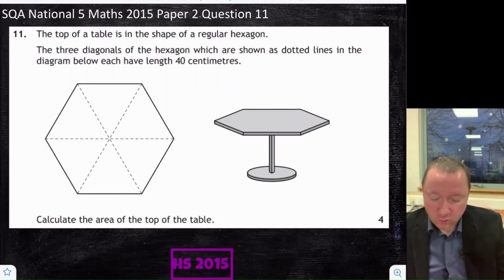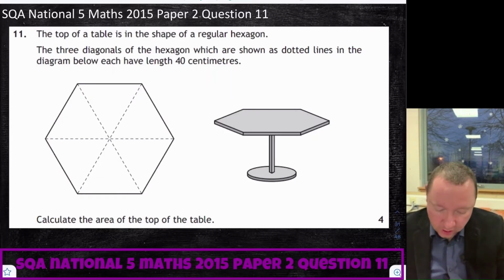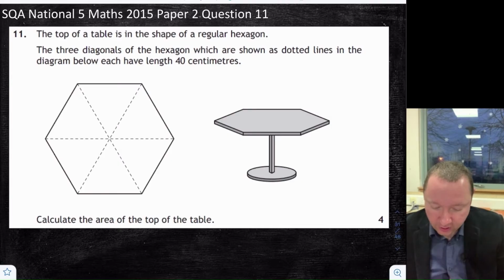SQA National 5 Maths 2015, Paper 2, Question 11 had this question. The tabletop is in the shape of a regular hexagon. The three diagonals are shown in dotted lines below. Each have a length of 40. Calculate the area of the tabletop.